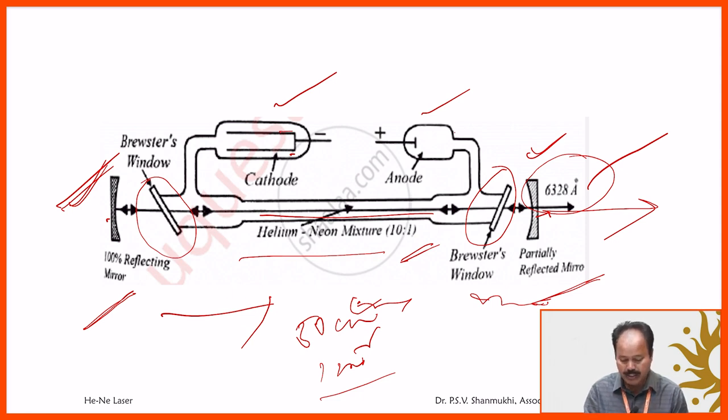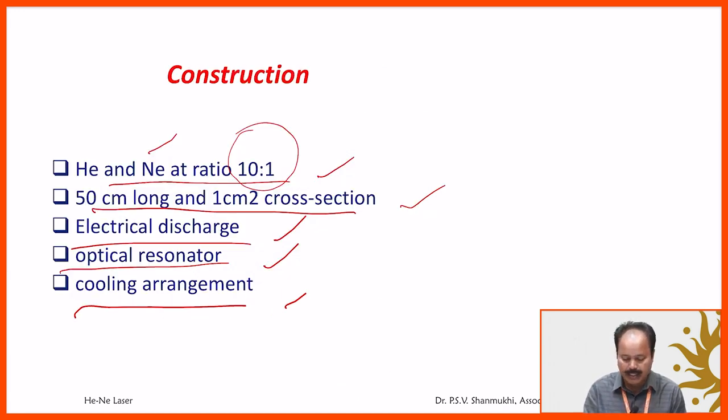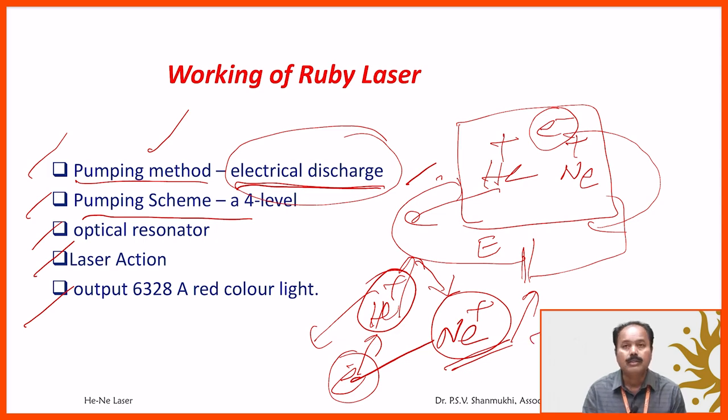Anyhow, 2 electrodes are provided in this gas mixture, helium and neon. So, when the electric field is switched on, what happens? Helium ions, neon ions and electrons will be produced. They travel in opposite directions. Electrons will collide with helium as well as neon. During the collisions, first what happens? Helium ions will go to the higher energy states. They will transfer their energy to neon ions. Therefore, neon ions will go to higher energy states and helium ions will come down.